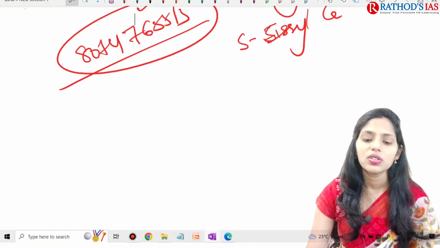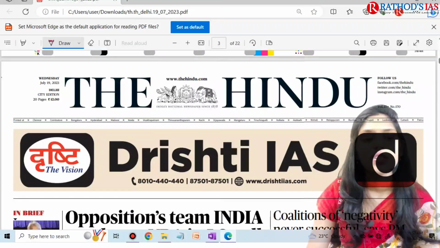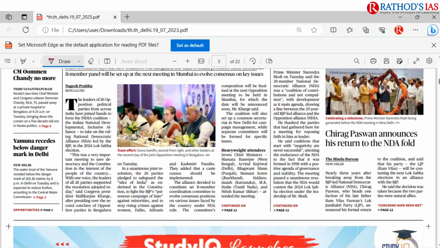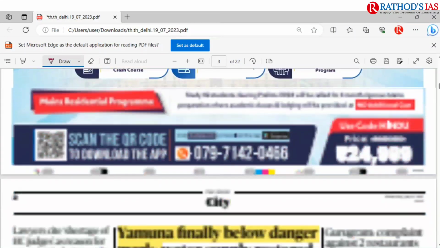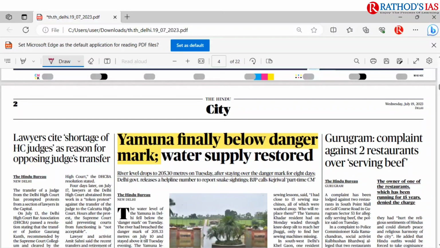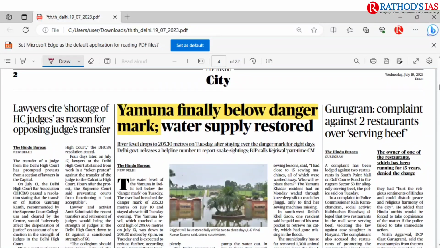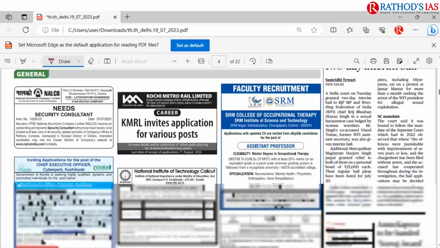So now let us try to see today's Hindu newspaper PDF. So this is our today's Hindu. Date here is July 19 and today is Wednesday. In the first front page, there is nothing important, and here you can see in the city page that it is about Yamuna finally below danger mark, water supply restored. So here you have to know about some facts regarding river Yamuna, tributaries, etc.